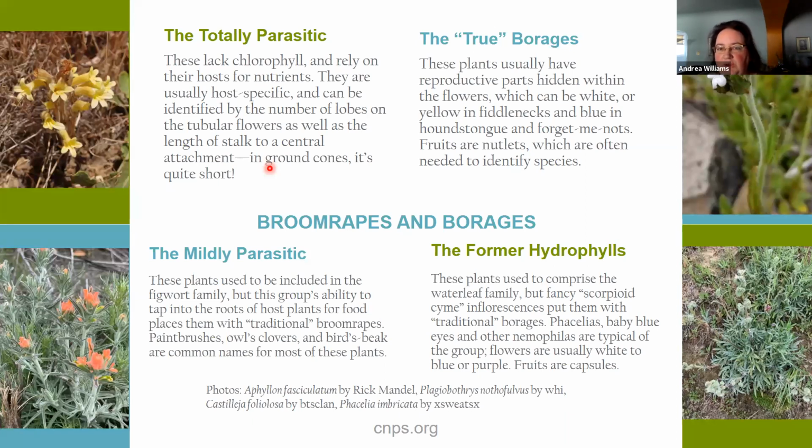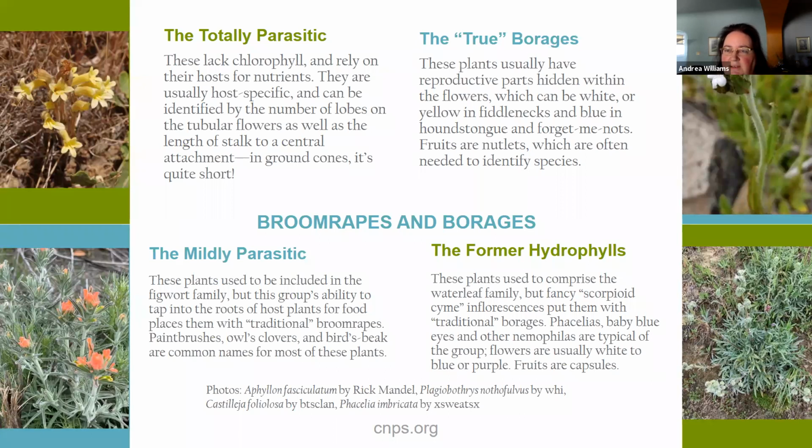So the true borages, the Boraginaceae, usually have reproductive parts hidden within the flowers. The flowers can be showy or not. They can be really small in some of the Cryptanthas, which means hidden flower. This is a Plagiobothrys, and you can see that you don't see any of the reproductive parts sticking out of the flower. These flowers are usually white in the Cryptanthas and the Plagiobothrys, which are popcorn flowers, yellow in the fiddlenecks, blue in hound's tongues, and blue or pink in Hackelias and forget-me-nots. And the fruits are called nutlets, which is just a fancy term for their hard-coated seed that's typical of this family.